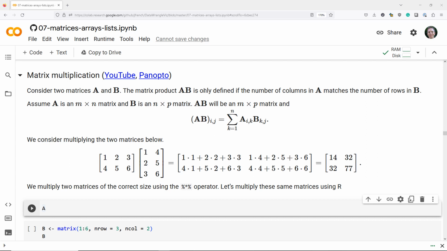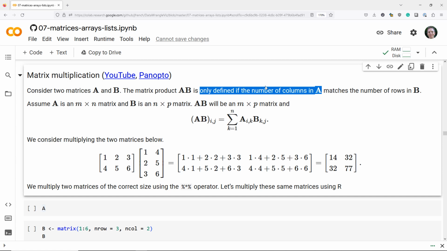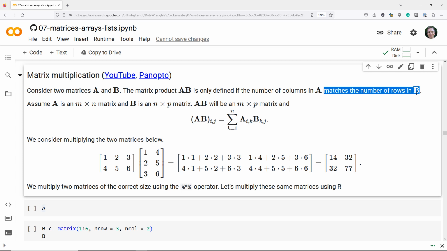That matrix product is only going to be defined if the number of columns in A matches the number of rows in B. If you don't have that property, then you can't actually do the matrix multiplication. So because of that, we're going to assume that A is an M by N matrix and B is an N by P matrix. The number of rows of A and the number of columns of B don't have to match, so we're allowing them to be different. But the number of columns of A and the number of rows of B do have to be the same, which is why we have an N in both of those locations.